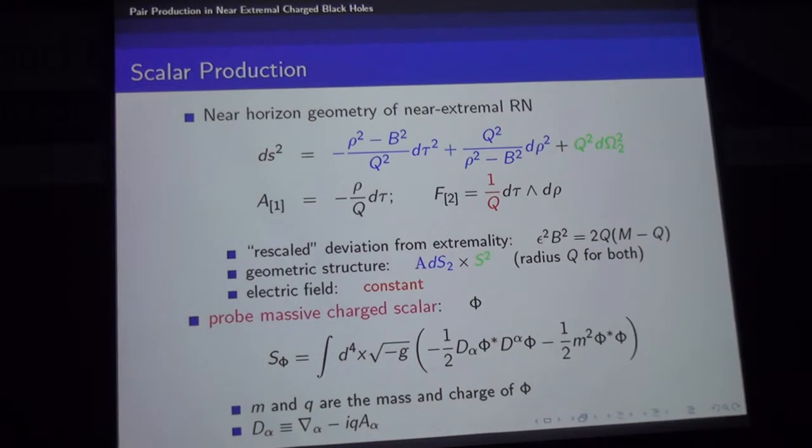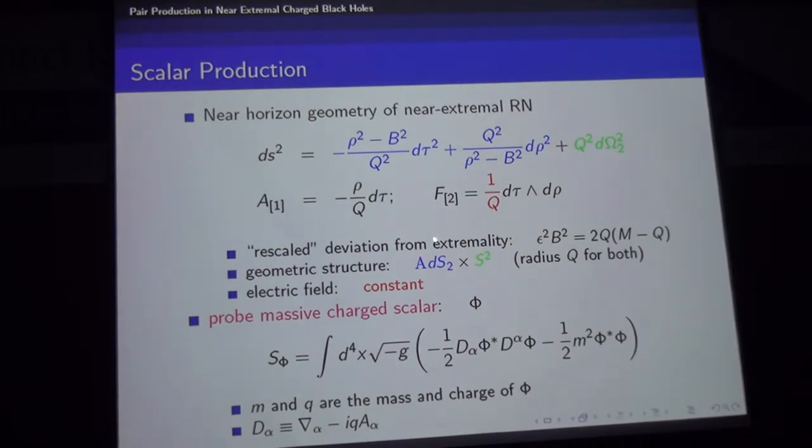Okay, so next is the detailed calculation. Let's first focus on scalar production. If we try to get the near-horizon geometry of the near extremal Reissner-Nordström black hole, this is the result. The metric of the near-horizon region contains this blue part, which is AdS2, and the green part, which is S2. So that's the AdS2 cross S2 structure. And in this region, the electric field is a constant, 1/Q. This is the more technical detail explaining the AdS2 cross S2 structure and the constant electric field.